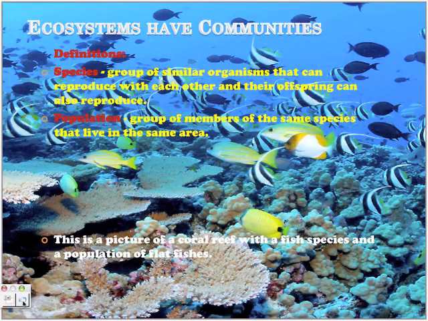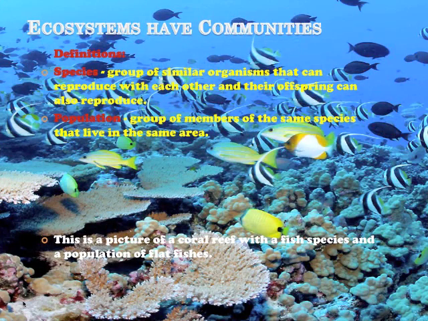Okay. Ecosystems have communities. Definitions. Species: a group of similar organisms that can reproduce with each other, and their offspring can also reproduce. A population is a group of members of the same species that live in the same area. This picture is an example of a population. It shows a coral reef with fish species and a population of flat fishes.